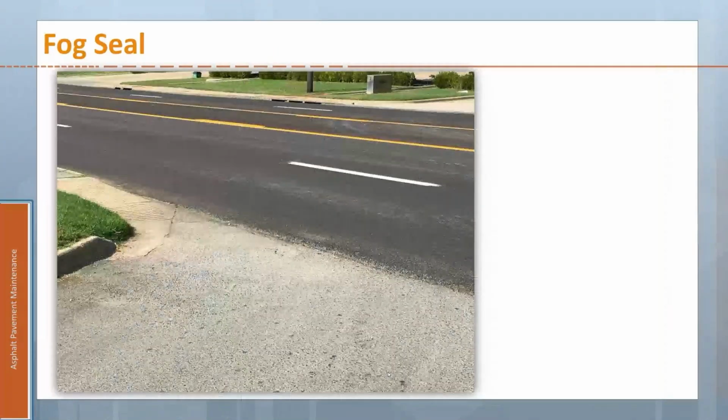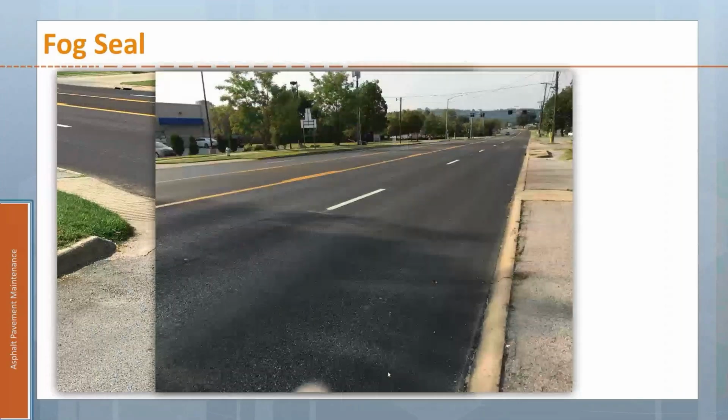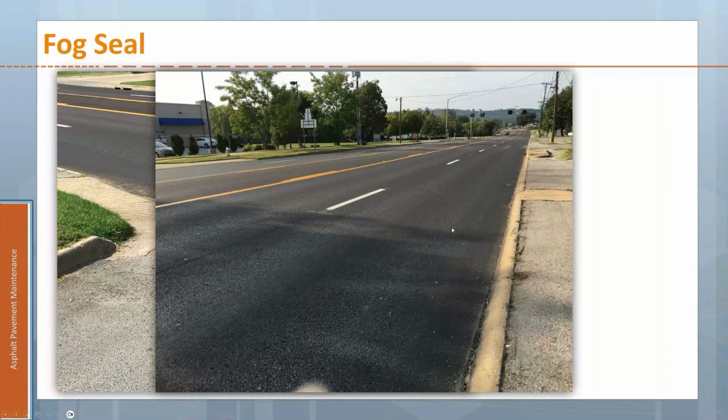And then again, this is kind of what it looked like, just some other pictures of the project. And you can see, once traffic gets on it, you can see a little bit of where those wheel paths are. There is some wear. The tires will pick that up a little bit. Just over time, the wheel paths are probably where you'll see it wear first.